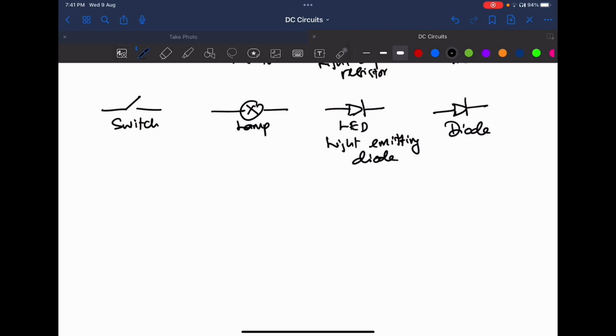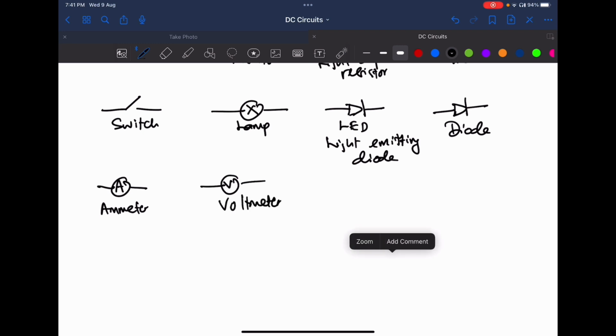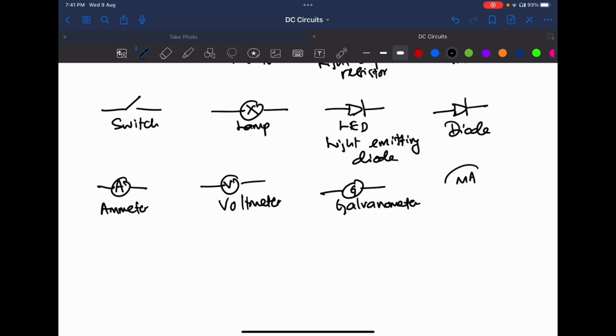tools or appliances such as the ammeter, voltmeter, and galvanometer. Sometimes you might see something like this. You see a prefix in front, it is a milliammeter. So these are some of the electrical measuring tools.